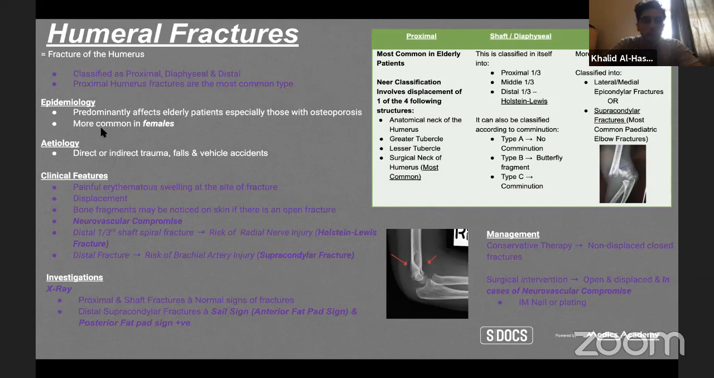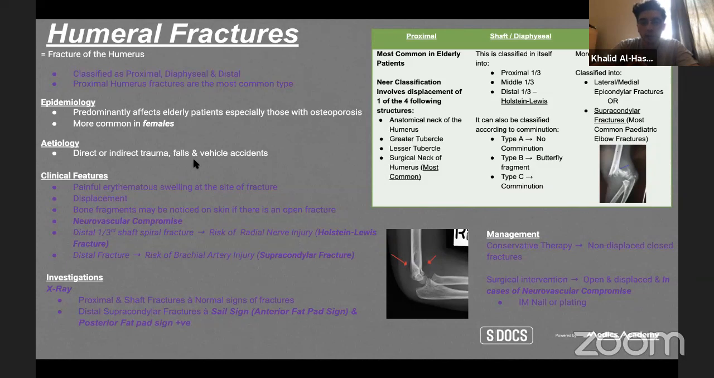Generally, what we tend to see is that these cases affect elderly patients with osteoporosis. It's more common in females. The etiology is direct or indirect trauma, and the clinical features are painful erythematous swelling at the site, as mentioned prior, displacement of the bone fragments, and bone fragments can also be noticed if this is an open fracture. There is a potential risk of neurovascular compromise, which always needs to be remembered.